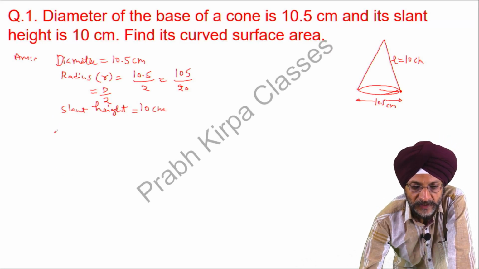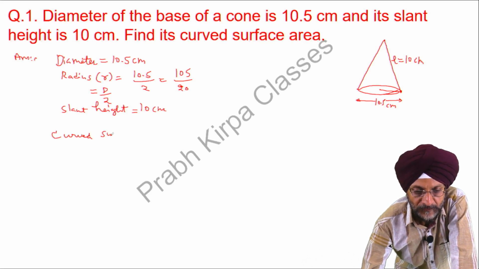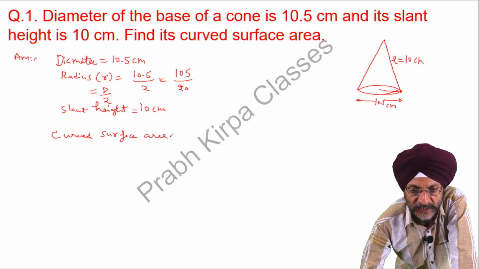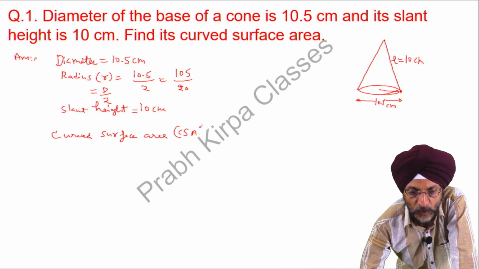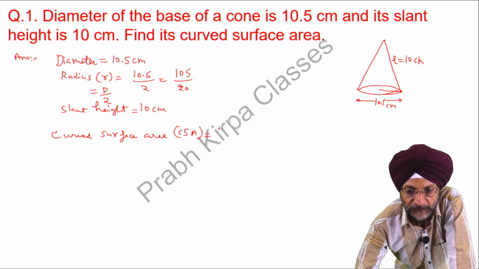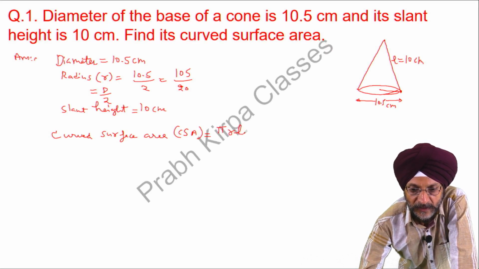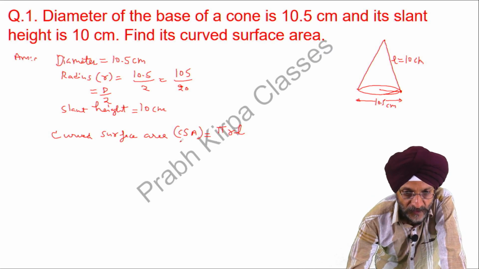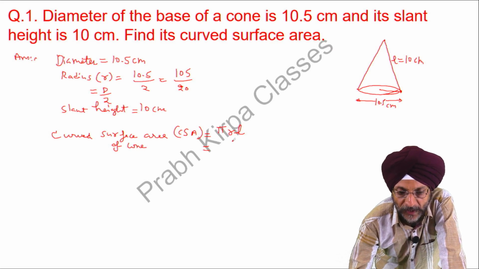We know the formula for calculation of curved surface area, that is CSA or LSA, is pi R L. Curved surface area of cone is equal to pi R L.